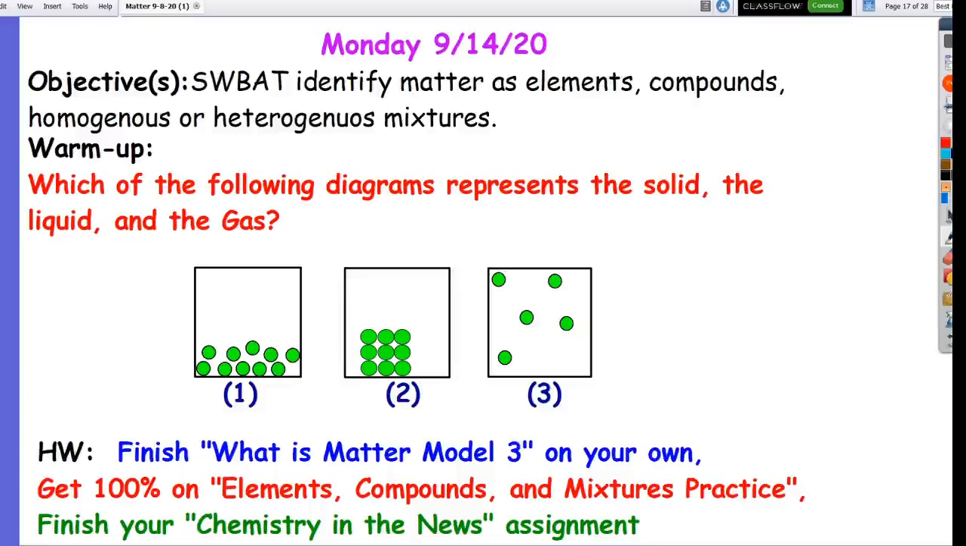Then you need to get 100% on the elements, compounds, and mixtures practice. Now, when you go to Canvas, it's going to say that it's a quiz, but it's actually going to be a homework grade. When you take the quiz, it'll give you back your answers. It'll tell you what you got wrong so that you can go back in and retake it again until you get 100%. I don't think this should take anyone more than like 4 chances. So that's why I want you guys to try and get 100%. And then your chemistry in the news, your current events assignment, there were slightly different names for it, is also due this week.